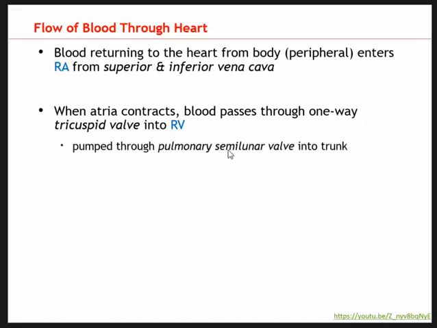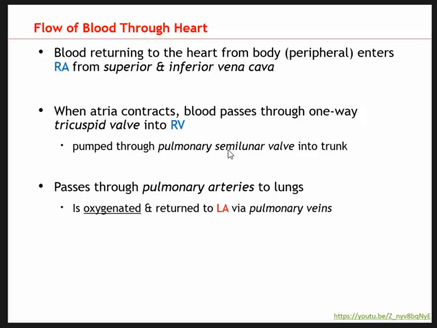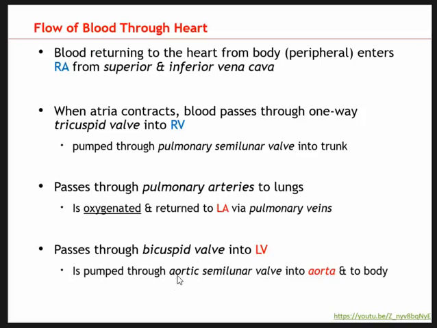Then it's pumped through the pulmonary semilunar valve into the lungs, basically. So passing to the lungs, the pulmonary arteries, it becomes oxygenated. Now it has to return back to the heart. It's going to return back to the heart through the pulmonary veins and drop right into the left atria. It will then pass through the bicuspid valve and drop into the left ventricle, which will then be pumped through the aortic semilunar valve into the aorta, which is passed through the entire body, so we have oxygen. Here is a video that will show this.